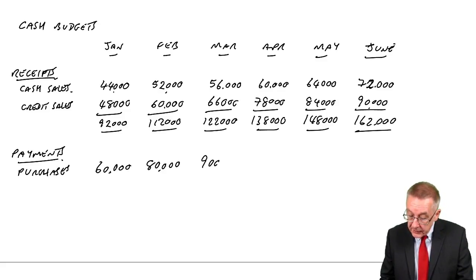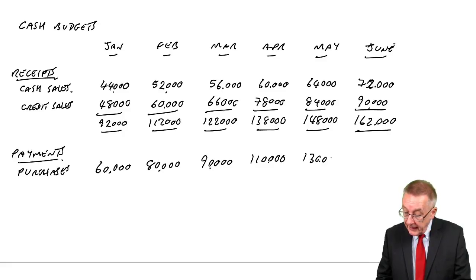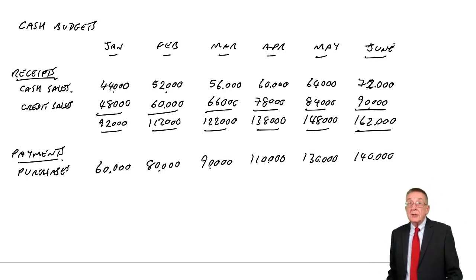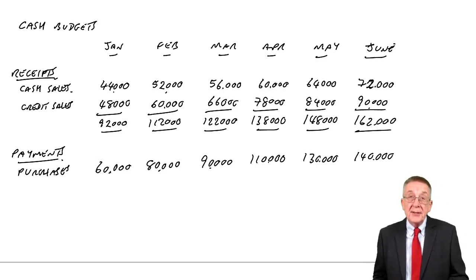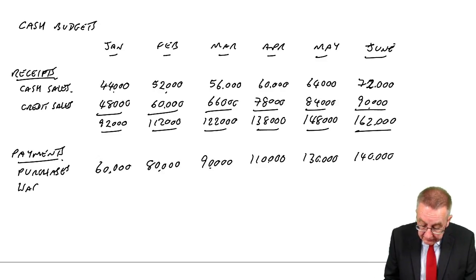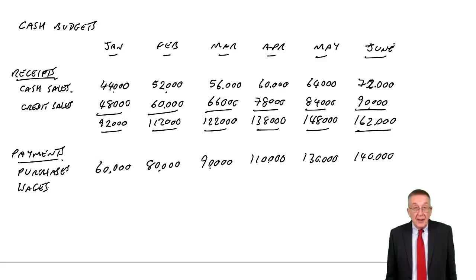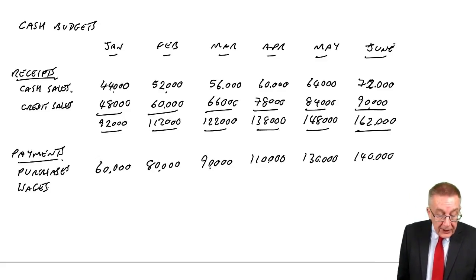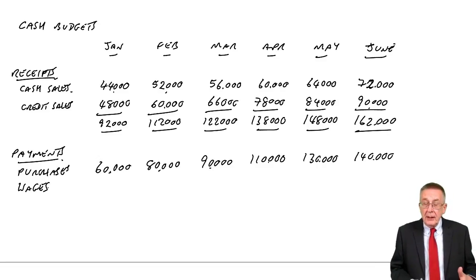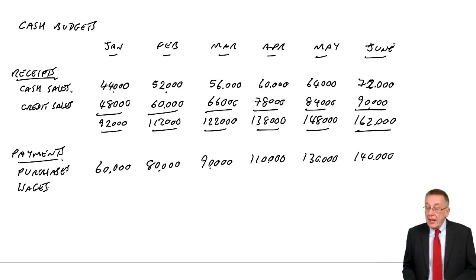February's 90 will be paid in March. March's 110 paid in April. 130 the following month, May, and May's 140 will be paid in June. June's purchases won't be paid until July, and we're only doing the forecast for these 6 months. What about wages? We know what the wages bill is each month, but note C says 75% are paid in the current month. The other 25% are paid 1 month later.